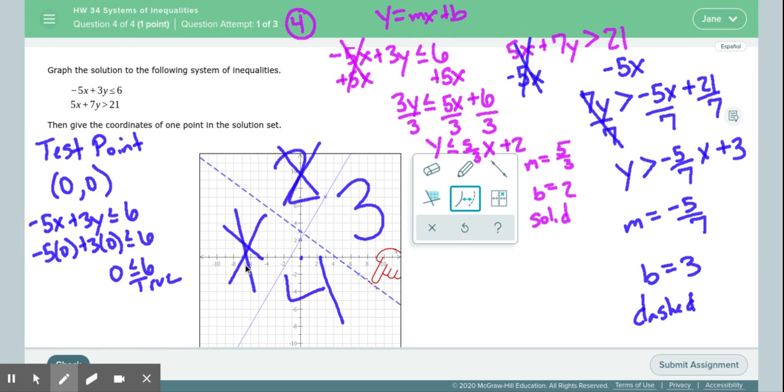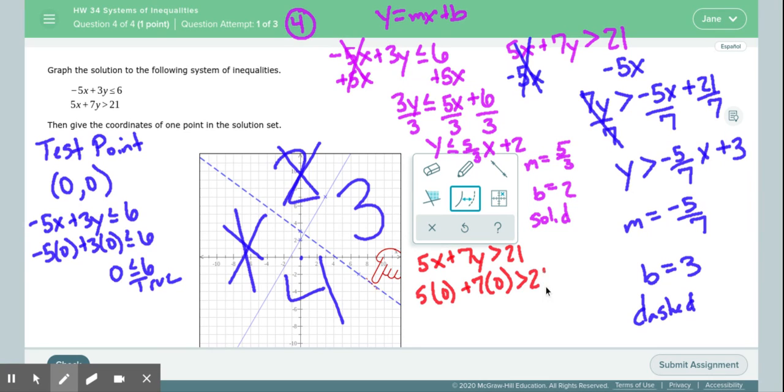All right, now since this is still good for us, 0, 0 is still a possible solution, I'm going to now take my same test point and I'm going to plug it into my other inequality. I'm going to work right here because I've run out of room everywhere else. So this inequality, my second one, is 5x plus 7y is greater than 21. So I'm going to replace x with 0, and I'm going to replace y with 0.